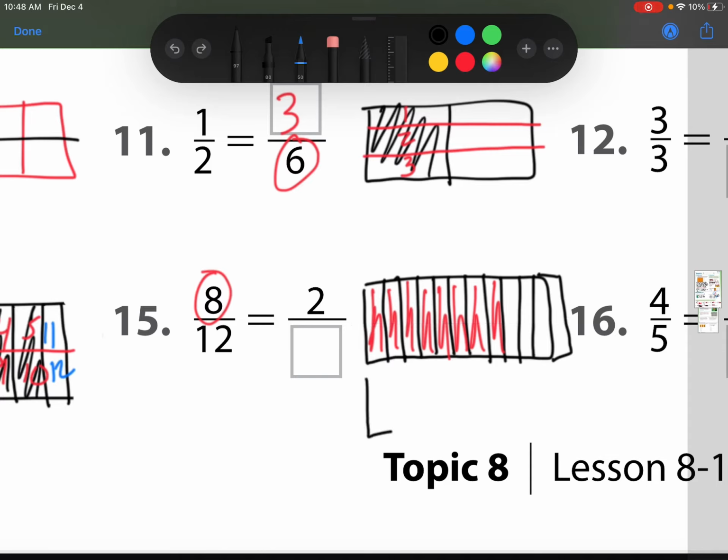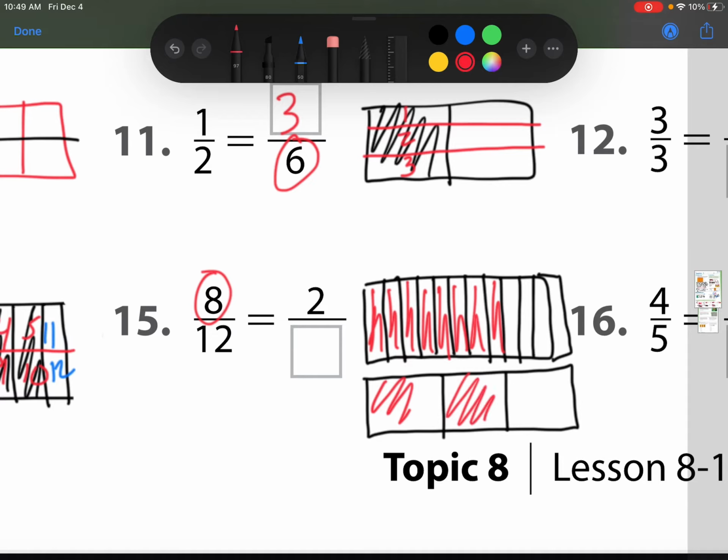So I'm going to draw another model for us. And I'm going to break it up right here. And it's telling me there should only be 2 pieces shaded in. So that would be 2 pieces shaded like this. Now I need to see, am I supposed to break this part up or not? Well, just by looking at it visually, it looks like this size right here is the same as the other. So I think it's 3, because we have 3 total pieces.